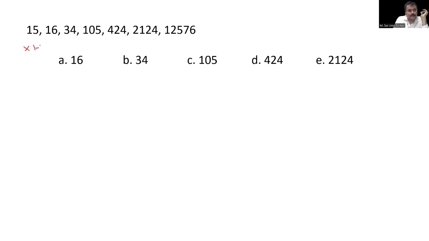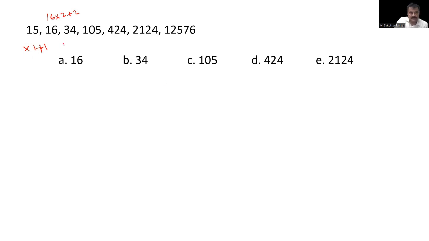15 into 1 plus 1, that is equal to 1600. Let us check whether this is correct or not. We don't know, right? 15 into 1 plus 1, 16. 16 into 2 plus 2, that is equal to 34.